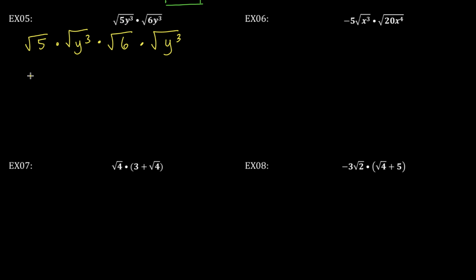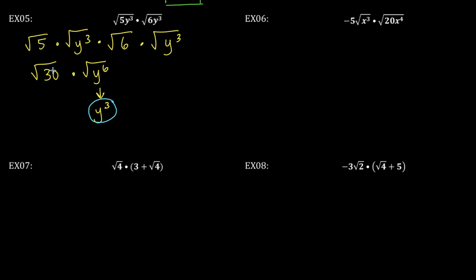So 5 times 6 is square root of 30. And then y^3 times y^3 is square root of y to the 6th. But another trick is that if I take the square root of something and I multiply by the square root of the same thing, I just end up with what was on the inside to begin with. Like square root of 25, which is 5, times square root of 25, which is 5, gives you 25. So if you can just jump from here, if you can just put these together to get here, that's fine. Square root of something times the square root of the same thing will give you that number inside the square root.